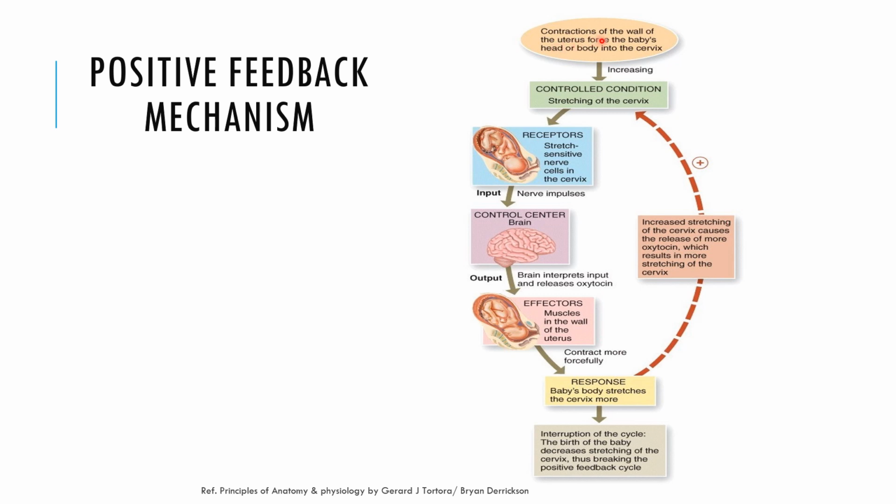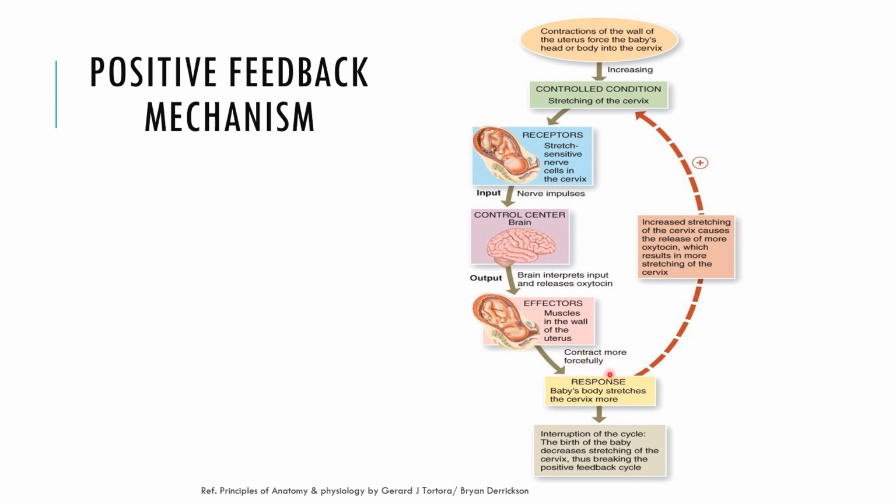Here is the example: the contraction of the wall of the uterus forces the baby's head or body into the cervix. Due to this, there is increased stretching of the cervix. This increased stretching generates input through the receptor. Stretch-sensitive nerve cells in the cervix generate the input, and that input goes to the brain for processing. The brain generates the output, which is the release of oxytocin, and that oxytocin acts on the effector, that is the muscle in the wall of the uterus. It will contract more forcefully.